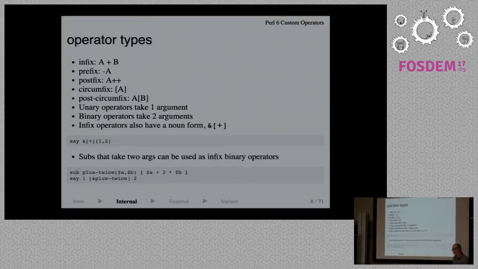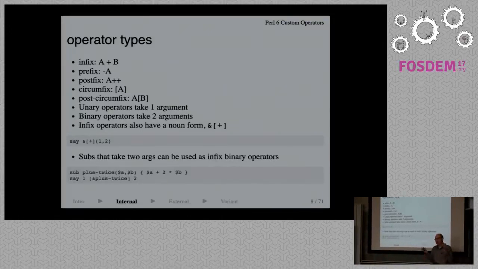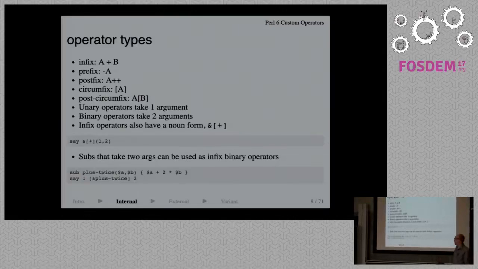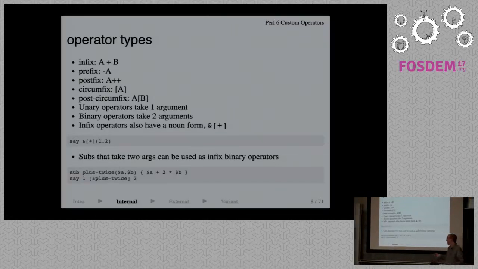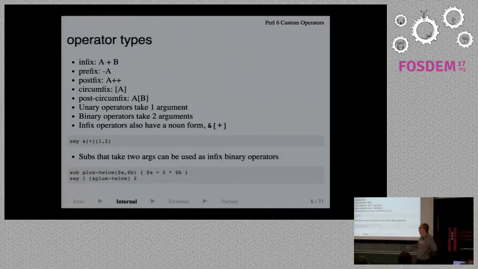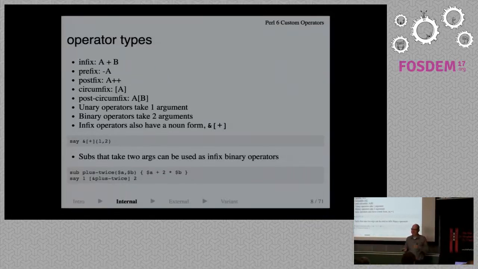And conversely, you can go the other way. So if you have any subroutine that takes two arguments, you'll automatically have an infix operator. So here we have an example of saying we make a subroutine called plus-twice, which takes the first argument and adds 2 times the second argument. And you can call it with the arguments afterwards, but you can also put an ampersand in front of it, put brackets around it, and then you can say 1 plus-twice 2. So out of the box, without doing anything crazy, you already have some interesting constructs for any subroutine that takes 2 arguments.